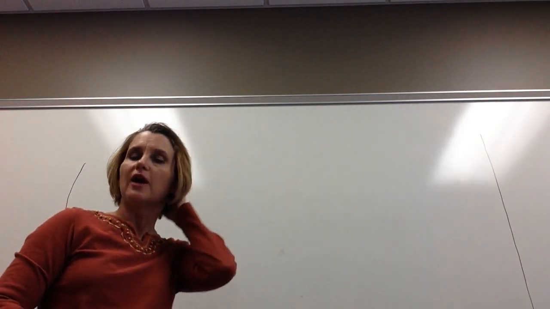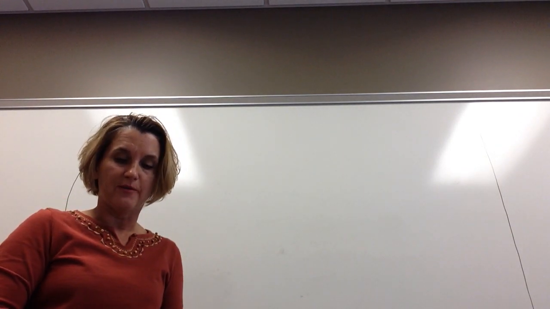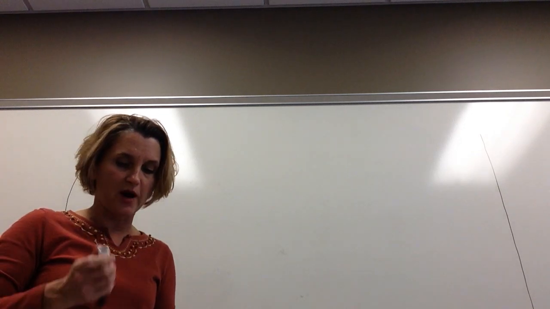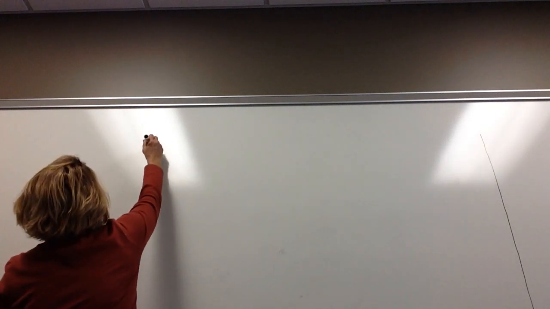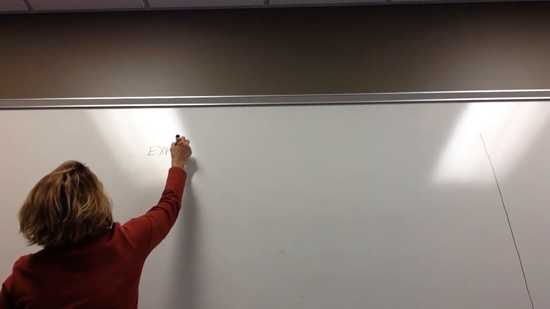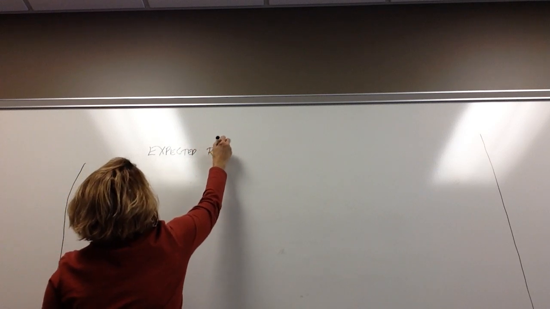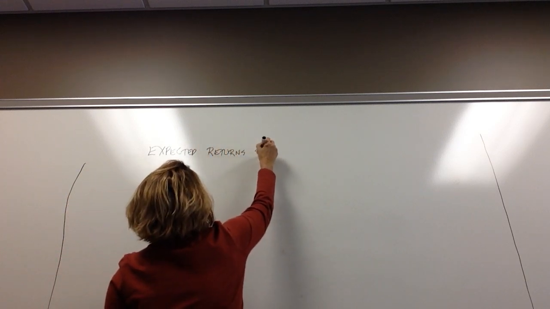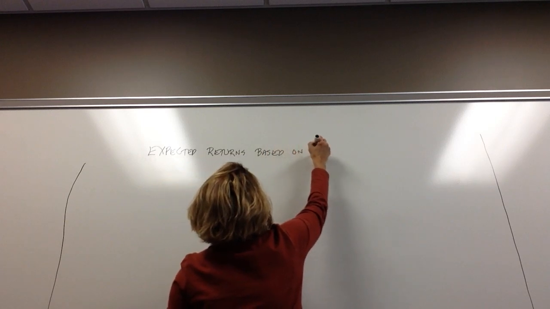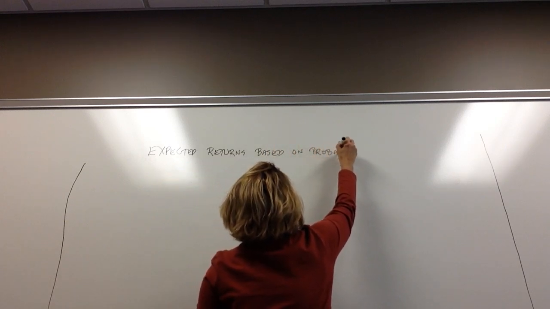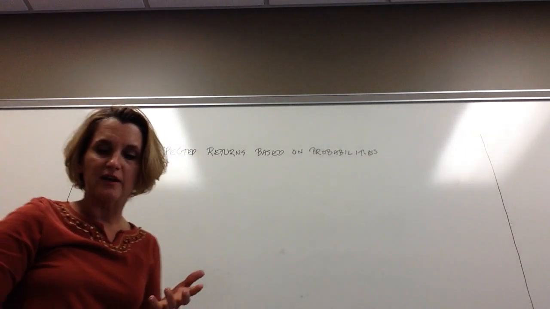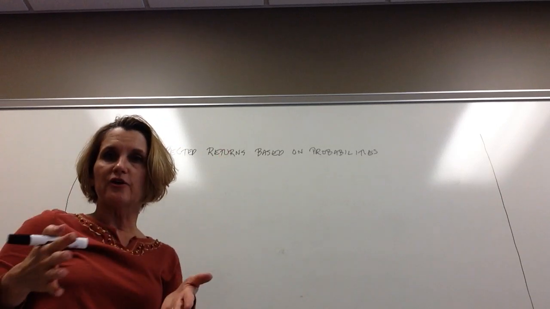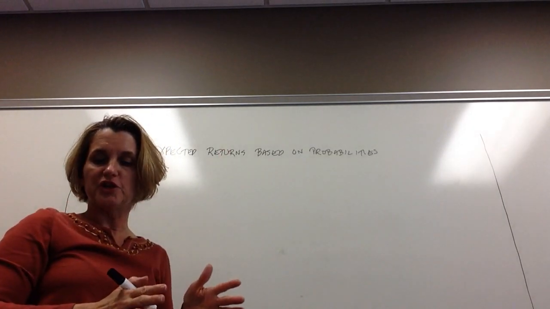This chapter is on risk and then calculating rates of return. We're going to have two different types of problems in here. The first one deals with our expected returns, which are going to be based on probability. Then they're going to give you the stock or the investment, and the chances that we would get this return.